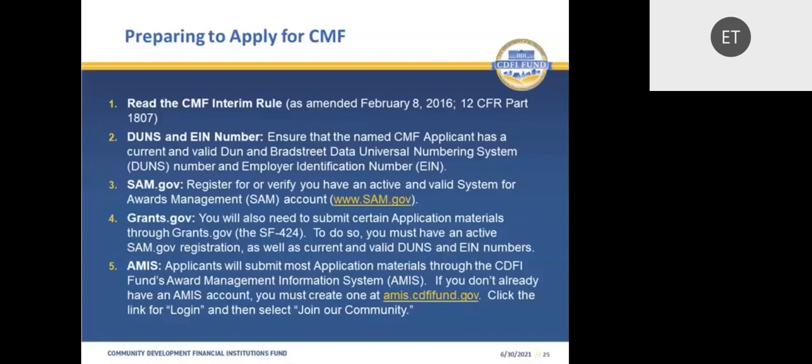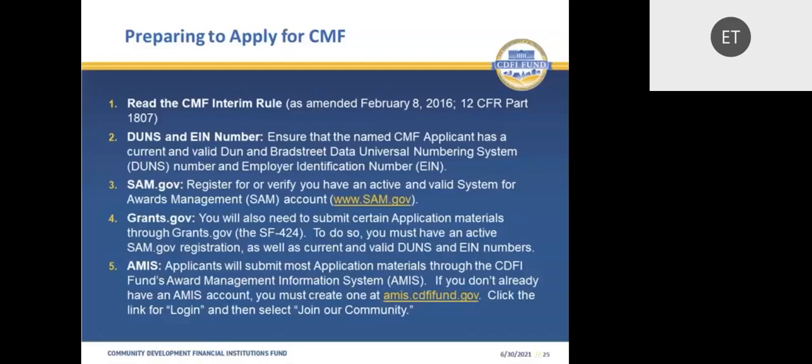Step 2 is obtaining a DUNS and an EIN number. Hopefully most organizations already have those. If not, you probably want to start working on obtaining those as soon as possible. Please note that the DUNS and EIN number should be for the applicant entity and not for an affiliate. It needs to be for the applicant entity.